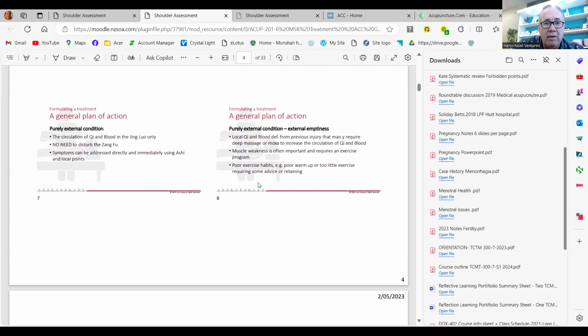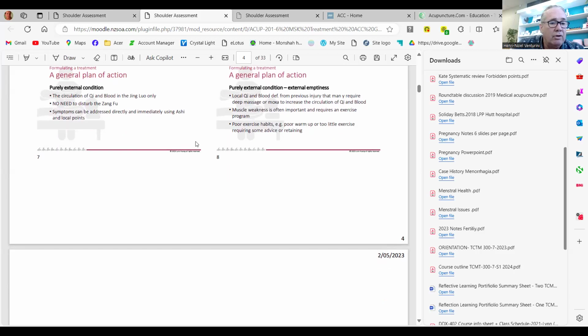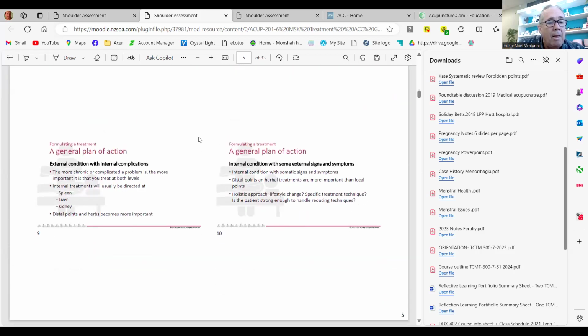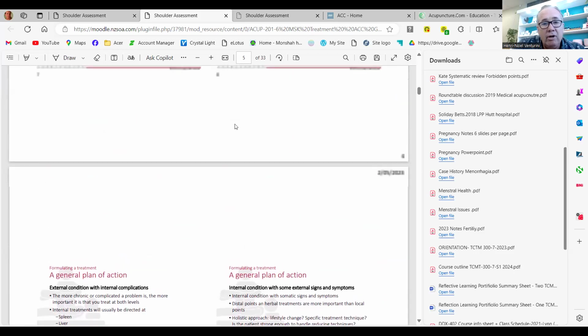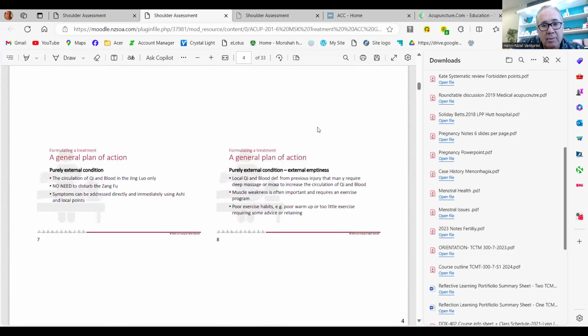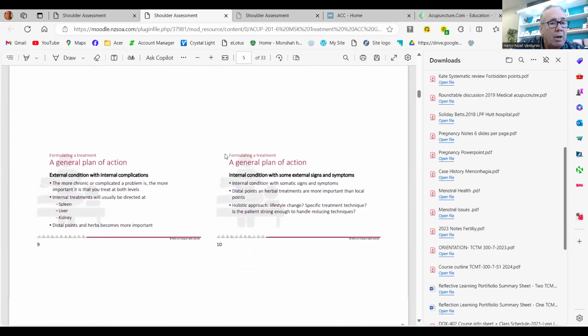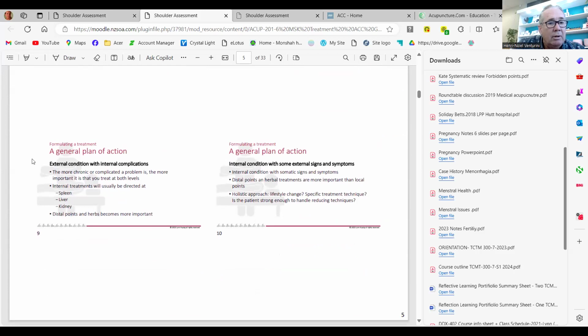So this is a general plan of action. This is what you're going to be suggesting to your clients to help resolve the issue. So when you write your treatment notes, this has to be there somewhere. A general plan of action.